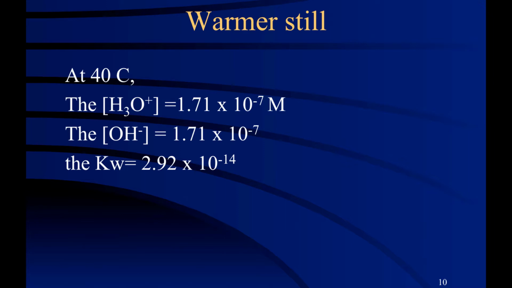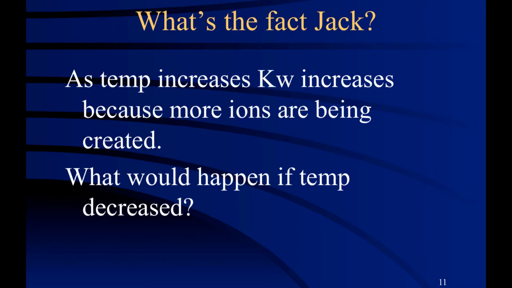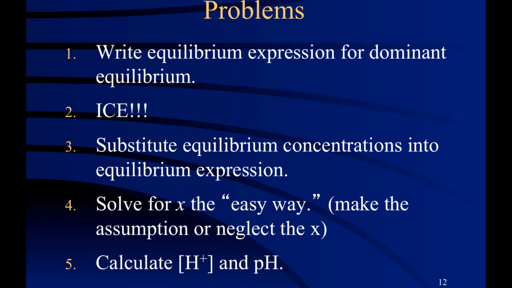So what was the pKw? The pKw was 13.534, even lower than it was before. So to sum it up, as temperature increases, Kw increases because more ions are being made. And if temperature decreased, well, the Kw would decrease because fewer ions are being made. This is how we're going to solve for the pH of a weak acid.